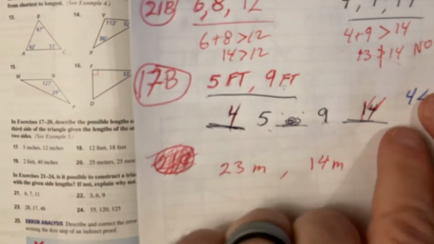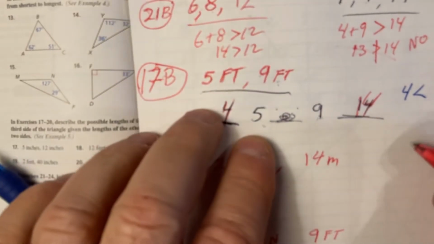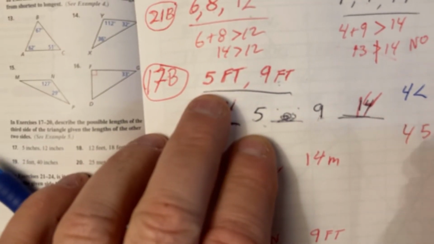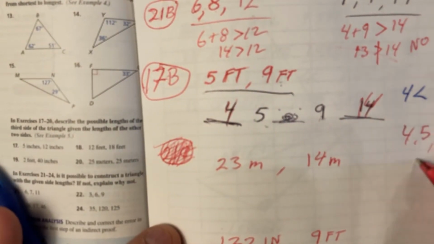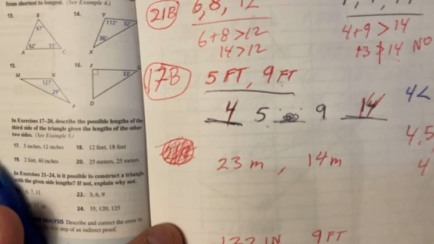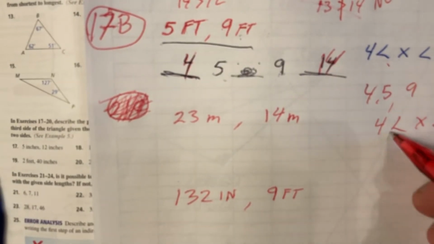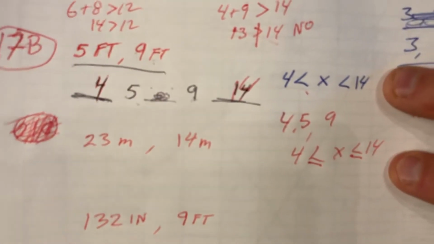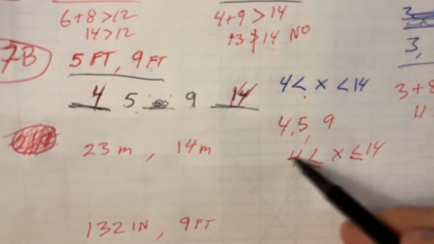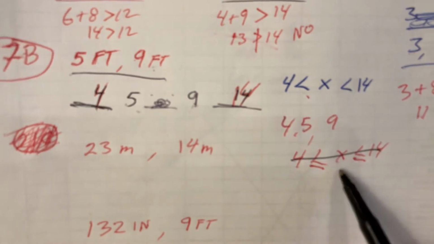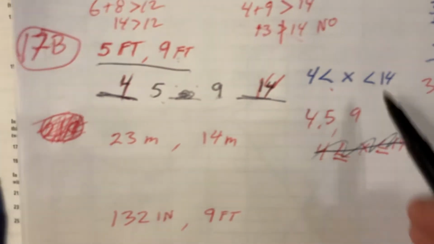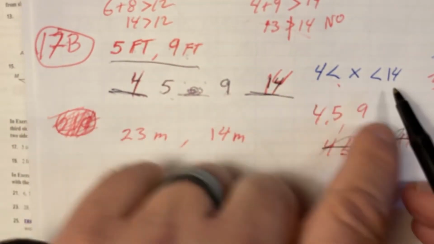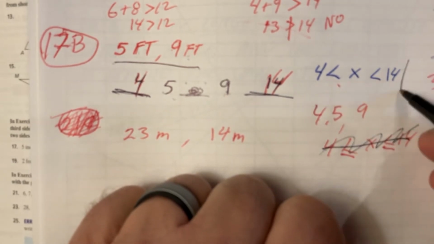If it was exactly 4, now you have 4, 5, and 9. Is 4 plus 5 greater than 9? No, it won't work. That's what it doesn't have. It's not this. That's not going to work. It's this. This means x could be 4, it could be 14, or anything between, and that's not what we want to say. We want to say it has to be greater than 4 and it has to be less than 14. Any place in between.